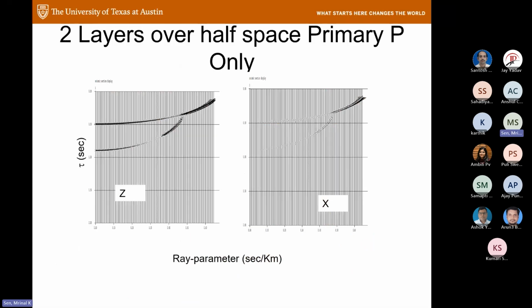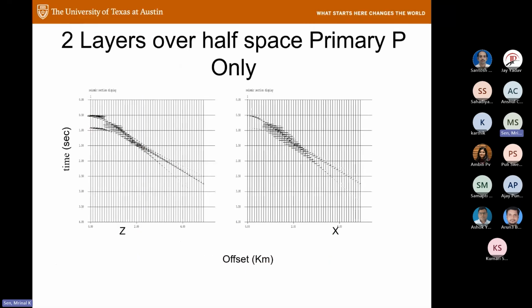So this is 2 layers over a half space, primary P only. So this has been computed. I've computed this using reflectivity, and I've chosen to keep only the primaries here. Okay. And this is, for the elastic medium, the vertical component, and this is the horizontal component. This is like two interfaces. I think I showed this earlier, but I didn't say how I computed this. And if you go from tau P to xt, this is what it looks like.